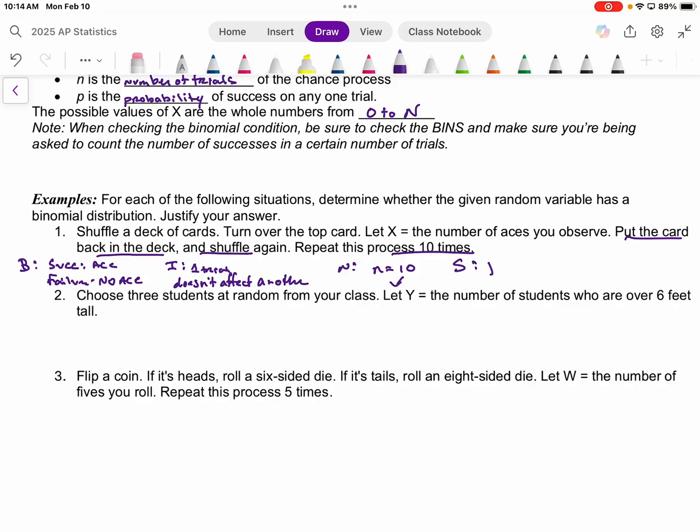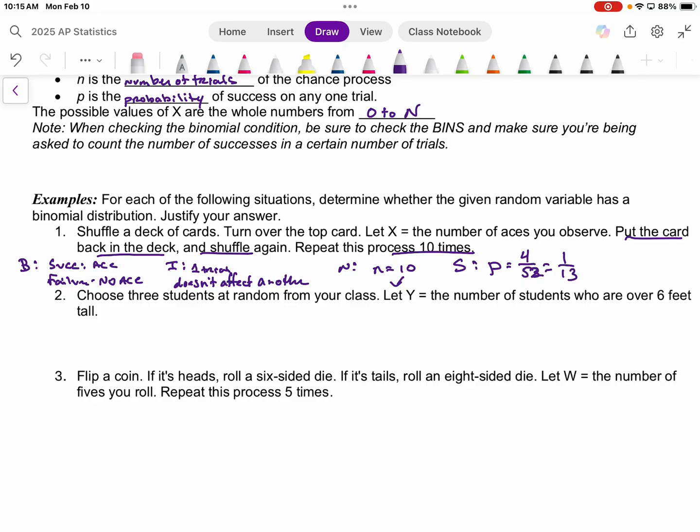And then success, the S. What is the probability? How many aces are in the deck? It should be 4 out of 52, which would be 1 out of 13. And since I'm putting the card back in, the probability stays the same every time that I would see an ace. I have a 1 in 13 chance of seeing an ace every single time I repeat this process.